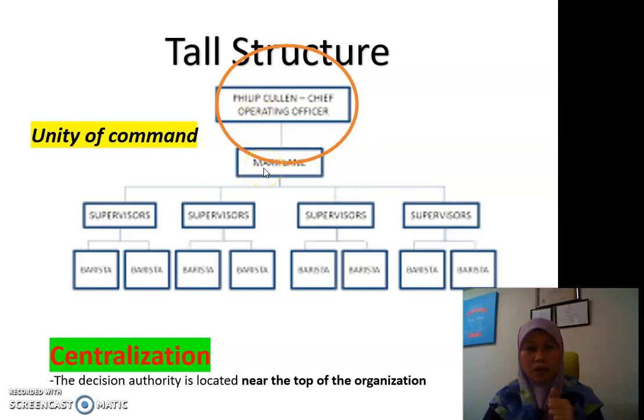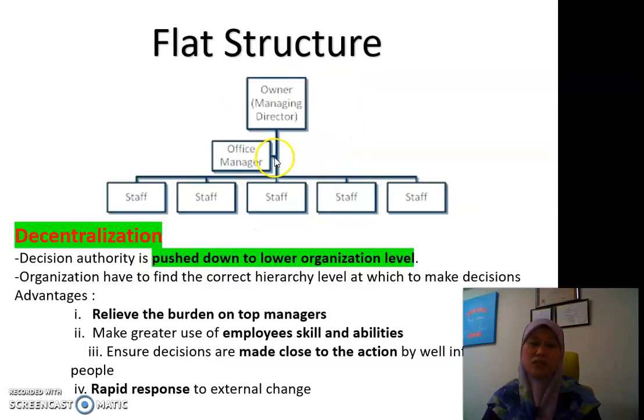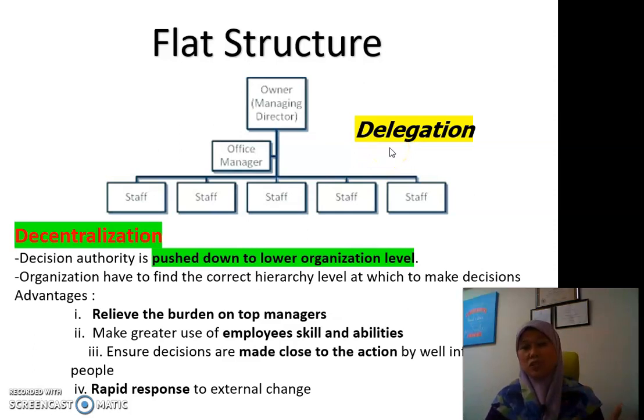But the other one is the flat structure. The flat structure involves lots of delegation. In this case, the owner delegates the responsibility and the authority to the supervisors or to the staff under his supervision. So decentralized means that decision authority is pushed down to the lower levels of the organization.